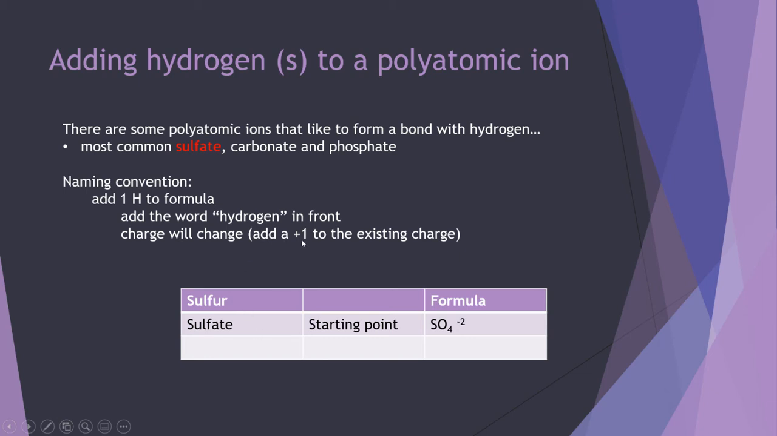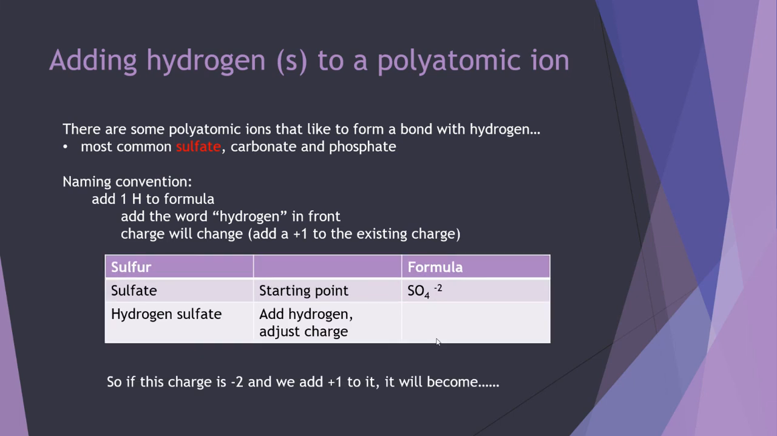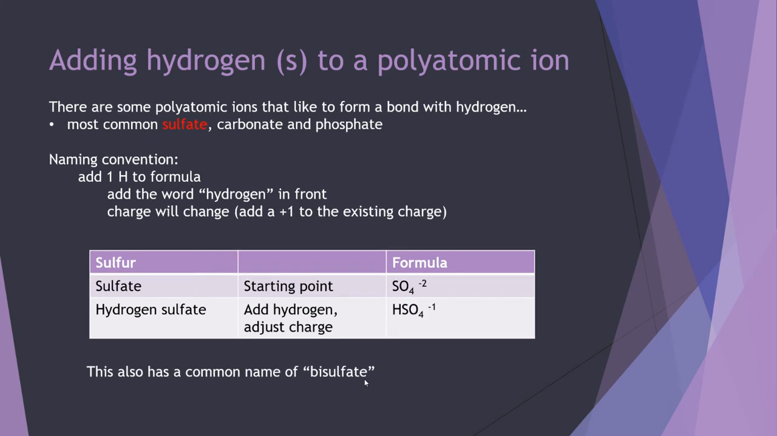And the charge will change because you have to add a +1 to the existing charge. So you're going to have to do a little math, because hydrogen has a +1 charge. And when you add that to this existing charge, the ionic charge is going to change. So in this case, the charge is -2. And when we add +1 to it, hopefully you remember your math and you recognize that that's now going to be -1. So you add that hydrogen, and it's now going to have a -1 charge.